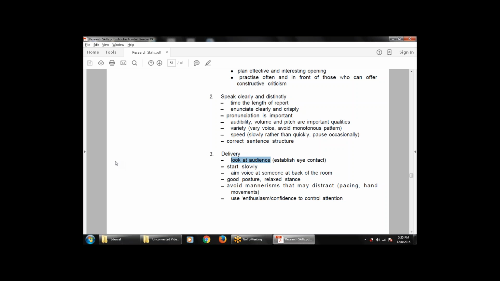So first of all, look at the audience, then start slowly, then aim your voice at someone at the back of the room, which means your voice is audible to each and everyone in the room. Then good posture and a relaxed stance. Then avoid mannerisms, so you should not use more hands for explaining something. Then use enthusiasm and confidence to control the attention. That is the main part.